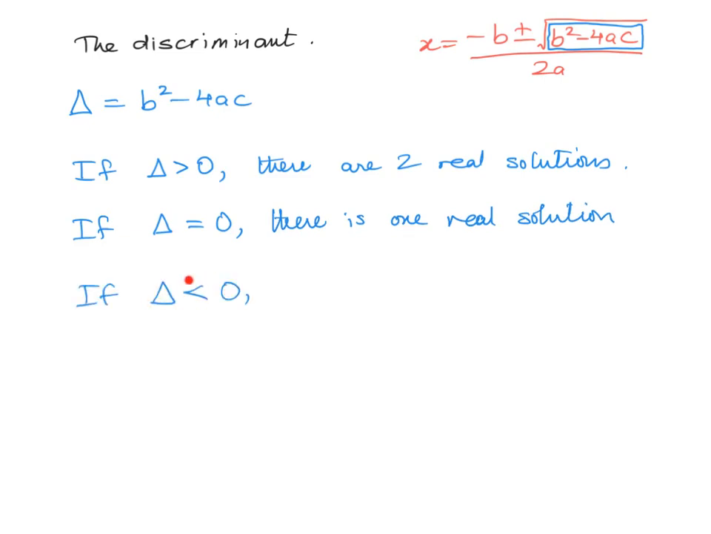Now, if the discriminant is less than 0, in other words, if the discriminant is negative, then you're going to have to take the square root of a negative number. Now, some of you have learned about imaginary numbers. In SL, you do not have to worry about imaginary numbers. We're going to stick to just real numbers. So you're trying to take the square root of a negative number. We're just going to say you can't do that. Therefore, because you can't actually do the calculation, we say there are no real solutions.